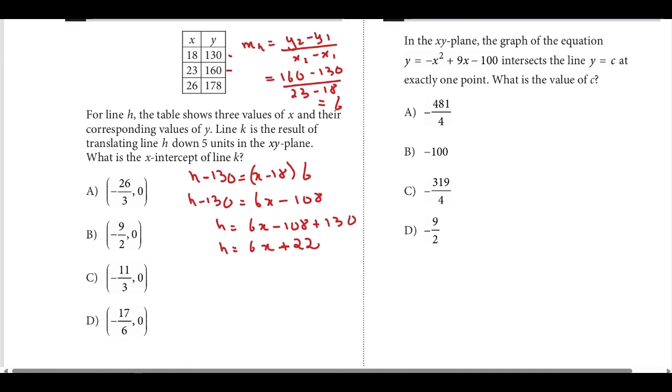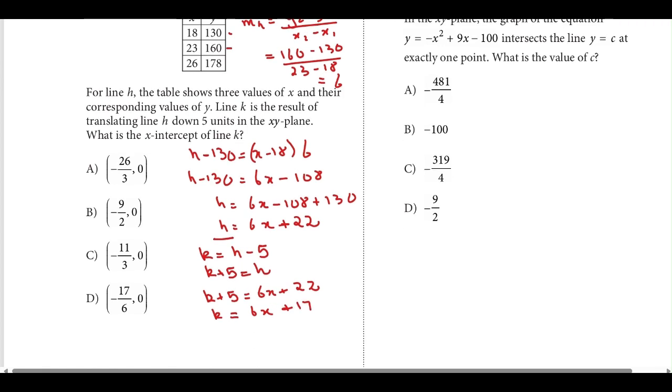And now what they are saying is that k is the result of translating the line h down 5 units. So it means the y-intercept is changed. So they are also saying k equals h minus 5. That's what I'm going to replace here. I'm just going to write h, k plus 5 equals 6x plus 22, which gives us k is equal to 6x plus 17.